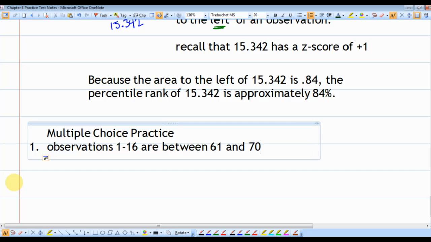How is this multiple choice? He takes it, multiple choice is type the question.